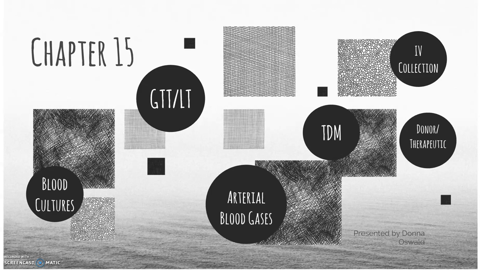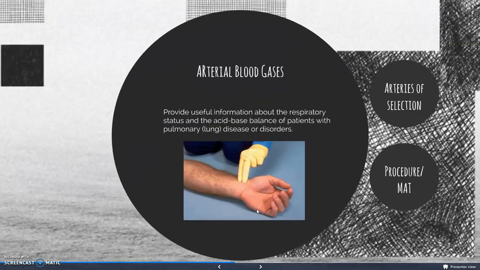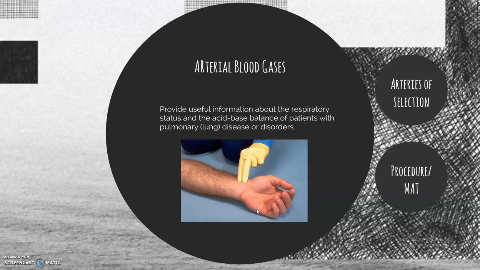Chapter 15, Part 2. We left off with glucose tolerance test and lactose tolerance test. We're going to go to arterial blood gases next. Arterial blood gases provide useful information about the respiratory status and the acid-base balance of patients with pulmonary lung disease or disorders. So this would be the rationale as to why they'd be looking at it.